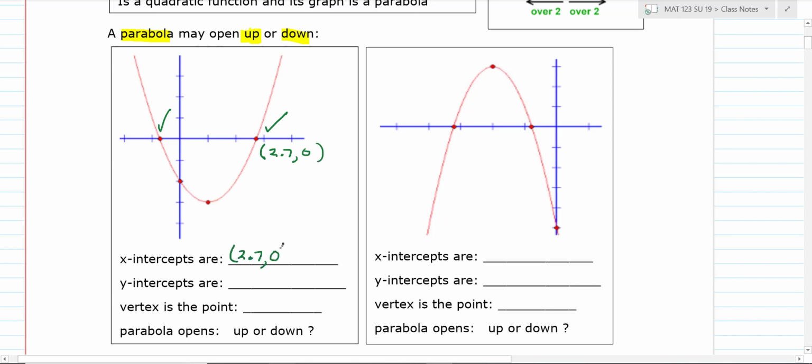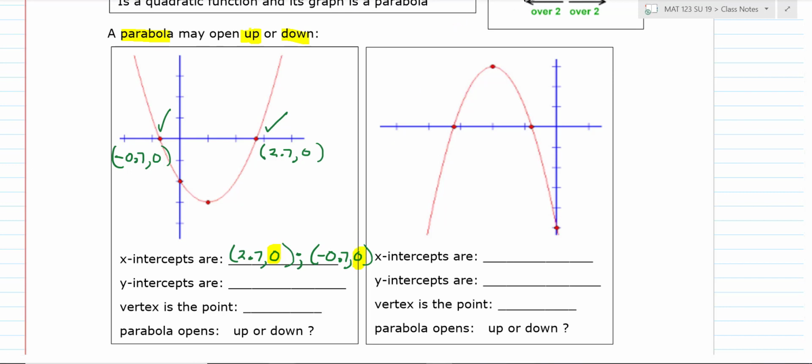The thing you want to know, again, is that when you have an x-intercept, y is 0, because you're not moving up or down, you're on the axis. This point over here looks to me like maybe negative 0.7 and 0. I'm just estimating that. And again, the y value is equal to 0.